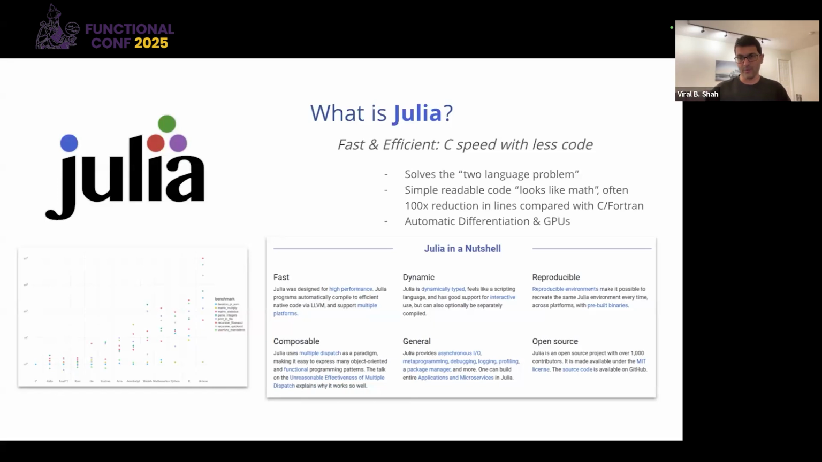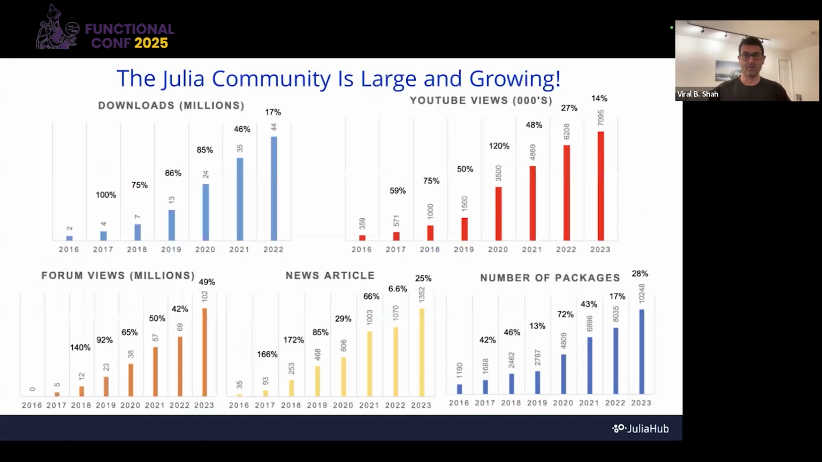Of course, not to mention Julia is open source. It has over 1,000 contributors to the language and over 10,000 packages. I'll say a little bit more about that. So the Julia community is large and growing, and we've stopped measuring downloads when we were at 45 million downloads a couple of years ago. But as you can see, this is a community that is growing heavily.